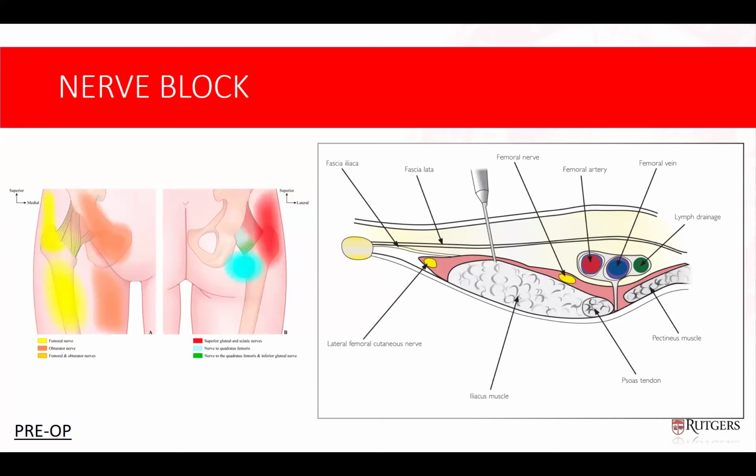There's something called the 2-pop method, where you can imagine that the needle goes through the fascia lata and then the fascia iliaca. And the block is done in a potential space that encompasses the femoral nerve, the lateral femoral cutaneous nerve, as well as the obturator nerve. And it seems to be increasing in use just because of its ease of reproducibility.